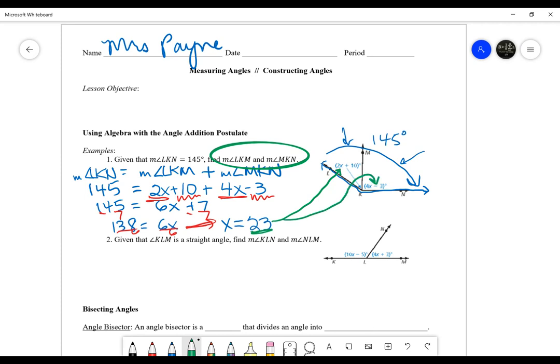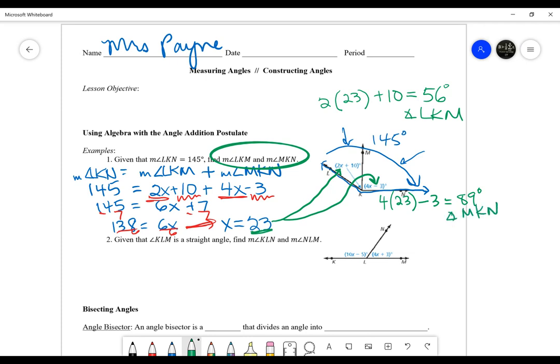So I'm going to use a little space over here. 2 times 23 plus 10 gives me 46 plus 10, so 56 degrees is angle LKM. And then this one over here, I'm going to do 4 times 23 minus 3. And that's going to give me 92 minus 3, and that'll be 89 degrees for angle MKN.